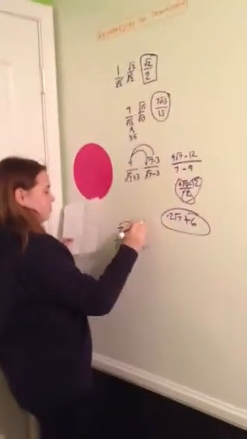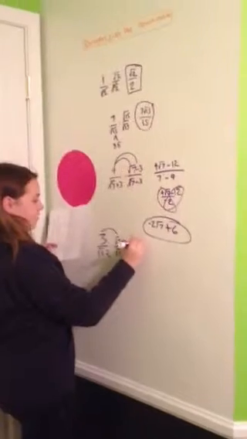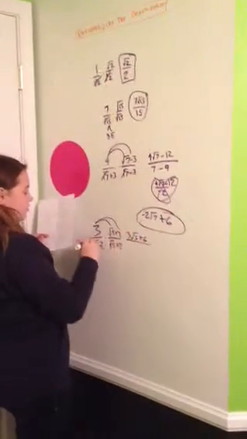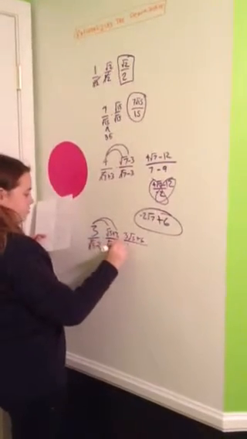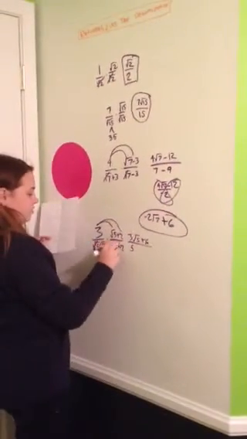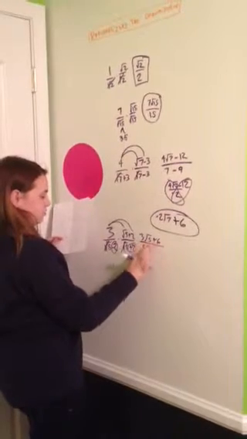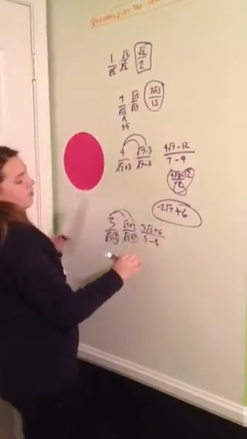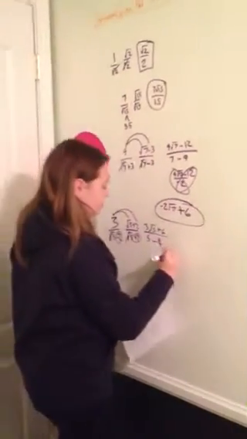So 3 times radical 5 would be 3 radical 5. 3 times 2 would be plus 6. To the bottom, the square roots cancel out, so you'd be left with 5. Negative 2 times a positive 2 would be minus 4. So 5 minus 4 would be 1.